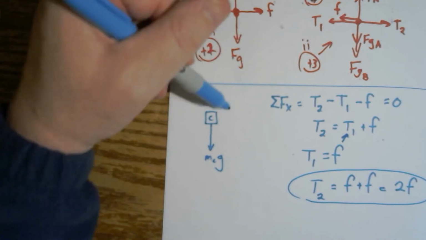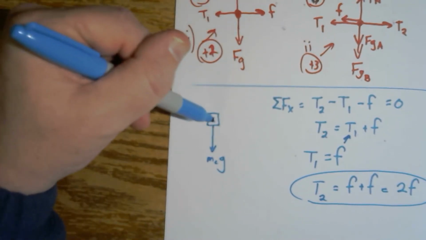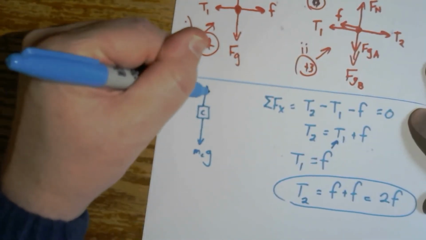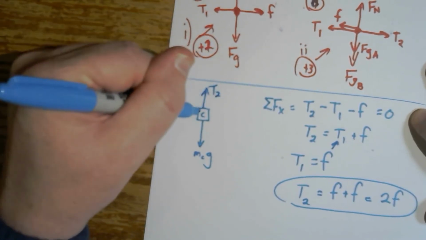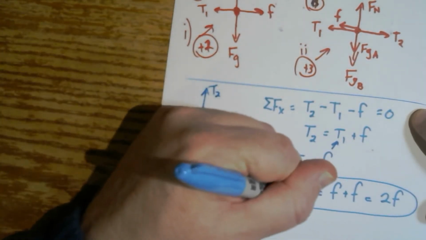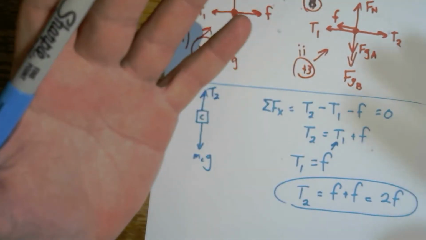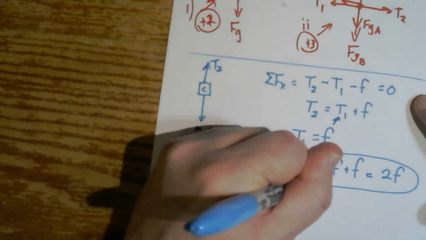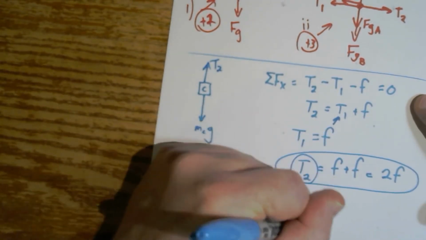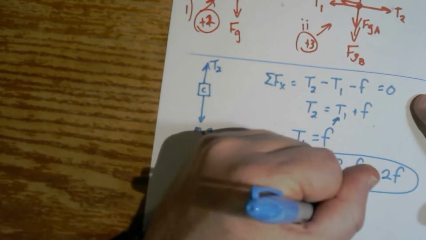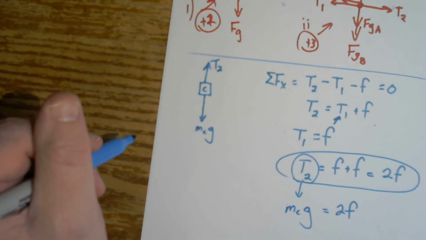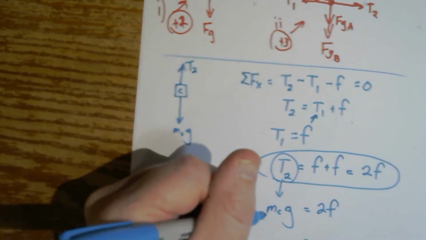If I look back at block C, it is being held up by a string in the picture, and that's string number 2. So tension 2, which is pulling on block C, is the same as tension 2 pulling on block B. So I'll make that substitution: tension 2 is mc times g, mass of C times g, and that has to equal 2 times the friction. Now the last thing I need to do is figure out what the friction is.